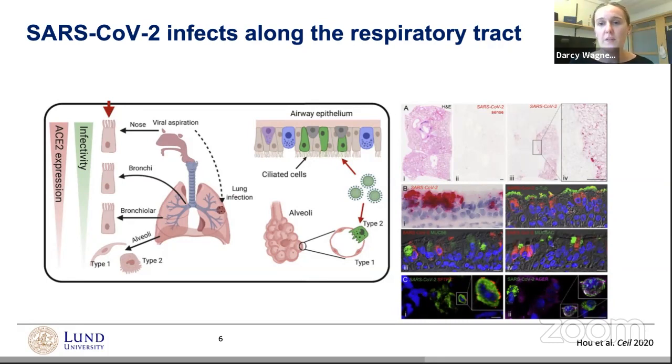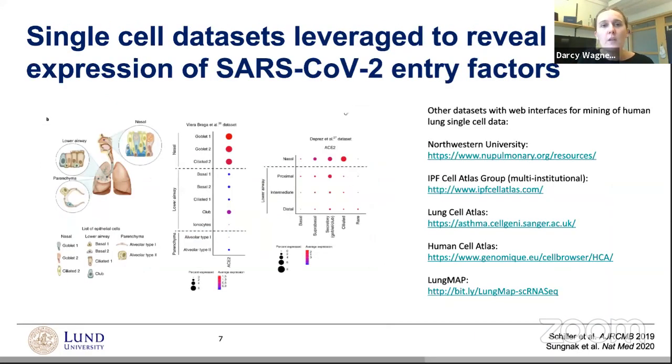This is work published by Hu et al. in Cell recently. They characterized where ACE2 expression is along the respiratory tract, and found very high expression in the nose and in the bronchial region that diminished along the respiratory tract, but they were able to find infected cells all along the respiratory tract.